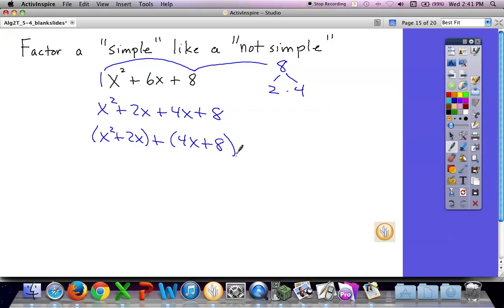And now factor each set of parentheses. X times x plus 2, plus 4, sorry, that was wrong, plus 4 times x plus 2. And now because both sets of parentheses have an x plus 2, we'll factor out x plus 2, and what's left is x plus 4.